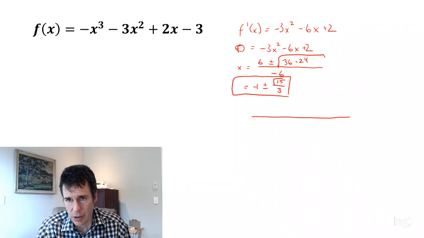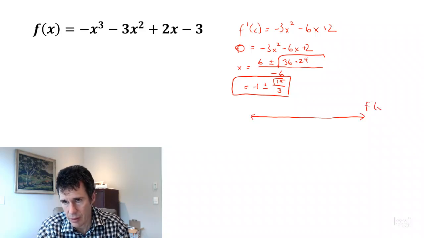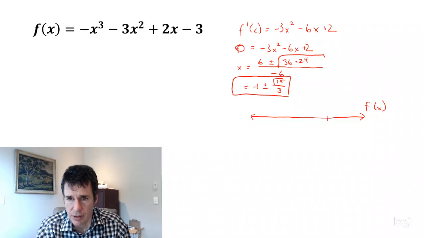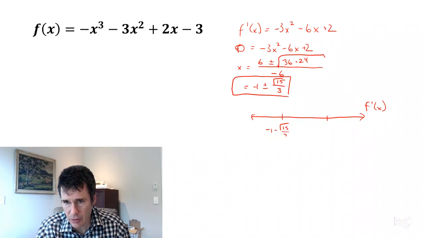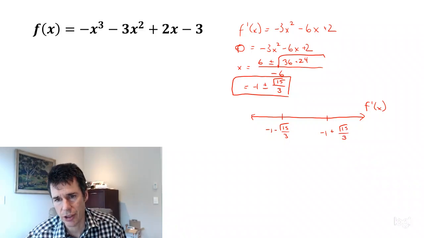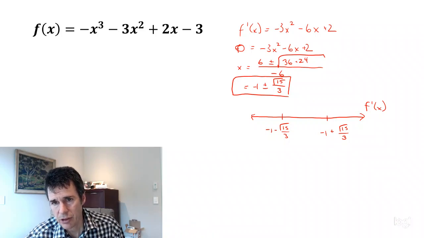We're going to draw our sign chart for the first derivative. So we have two critical numbers, negative 1 minus square root of 15 over 3, and negative 1 plus square root of 15 over 3. We put in a very large negative number to look at this region. First term dominates, so it's a negative 3x squared, so the function is negative. Put in a very large positive number. First term dominates, it's negative, so again, the first derivative is negative.